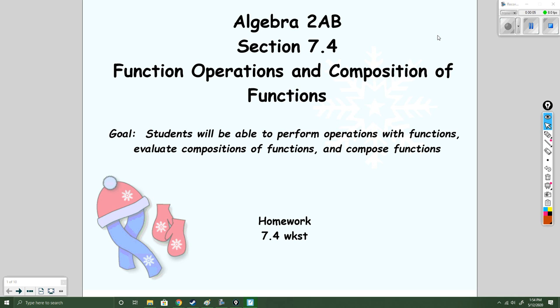In our chapter on radicals and exponents, we're also going to be talking about function operations and compositions of functions in section 7.4. All right, so let's get into it.